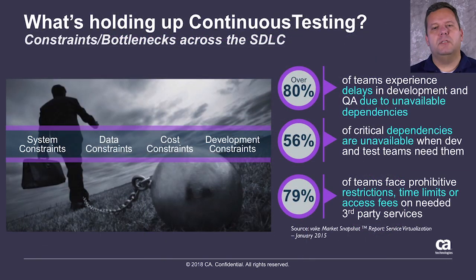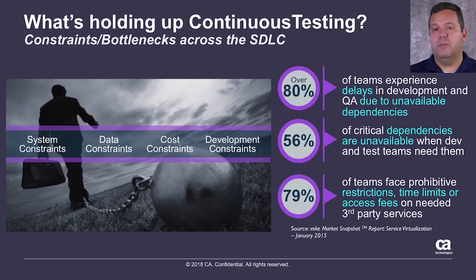What's holding up continuous testing? It's what we call constraints, and bottlenecks are all across the software development lifecycle. Those could be system constraints, they could be data constraints, or even cost constraints. And ultimately, things that constrain our ability to develop in parallel are also considered holds on this continuous testing journey.